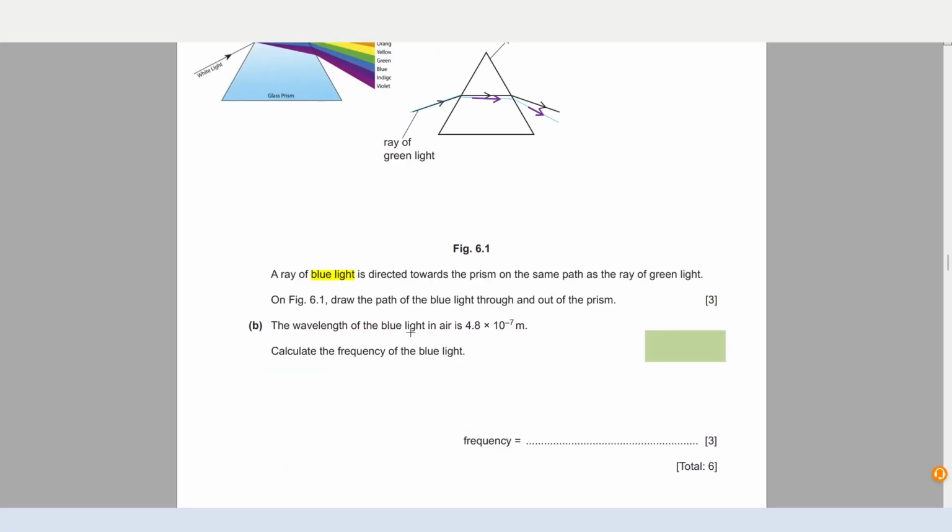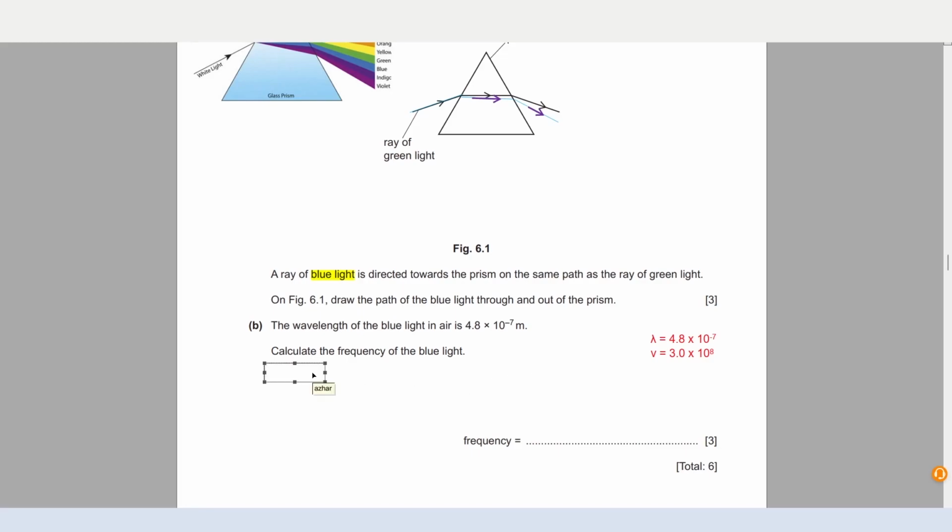The wavelength of the blue light in air is 4.8 into 10 raised to power minus 7 meters. Calculate the frequency of the blue light. What is given in the question? We're given the wavelength, which is 4.8 into 10 raised to power minus 7, and the velocity, we know the speed of light, which is 3.0 into 10 raised to power 8. And we have to find the frequency.